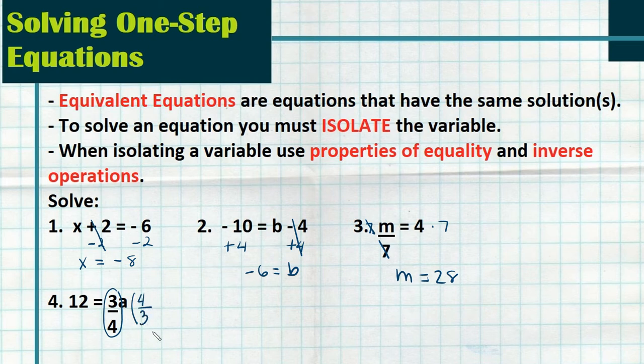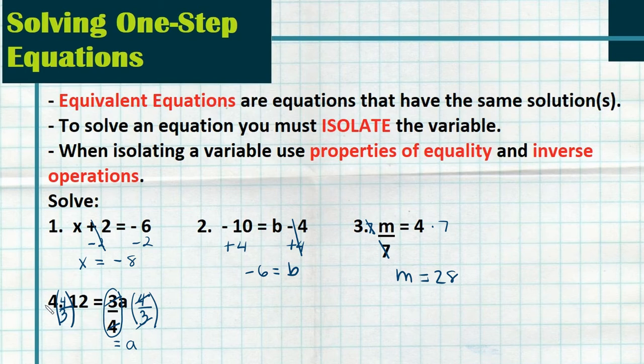That's going to be 4 over 3. I want to multiply this on both sides using our multiplication property of equality. I'm just going to squeeze it over here. Basically, on the right side here, the 4 on the top cancels with the 4 on the bottom, and the 3 on the top cancels with the 3 on the bottom. It's going to leave us with a. That's exactly what we wanted to do: isolate our variable.